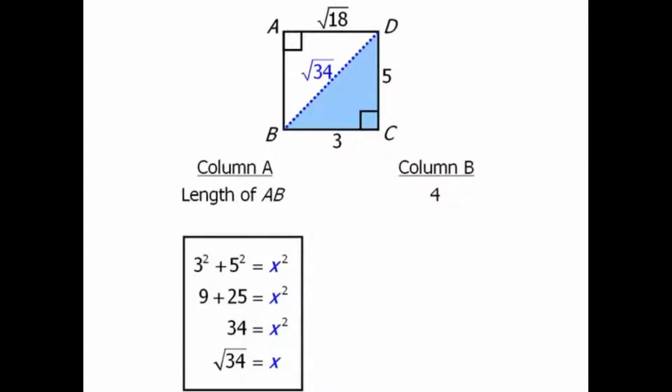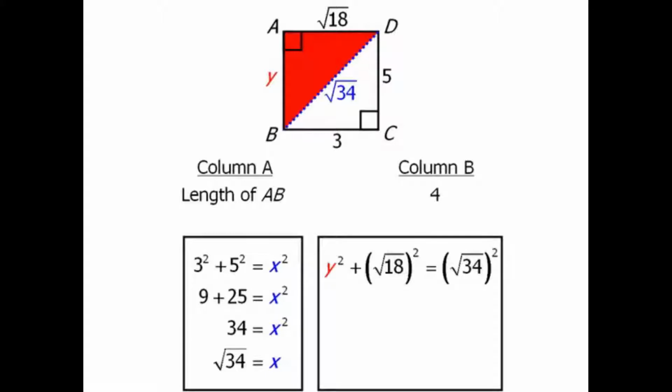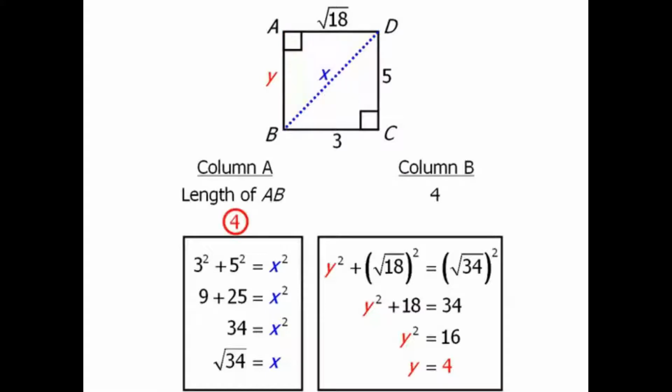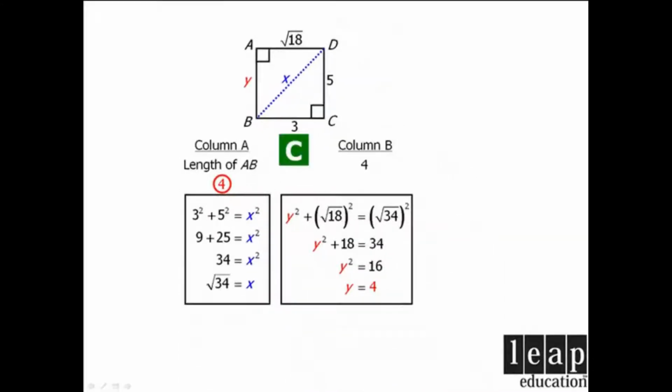Now notice that we have a second right triangle. If we label side AB to have length y, we can apply the Pythagorean theorem here to get the following equation. We can now simplify our roots to get this, and now if we subtract 18 from both sides, we get y squared equals 16, which means y must equal 4. So we now know that y equals 4, which means the length AB is equal to 4. So as you can see, column A is equal to column B, which means our answer is C.